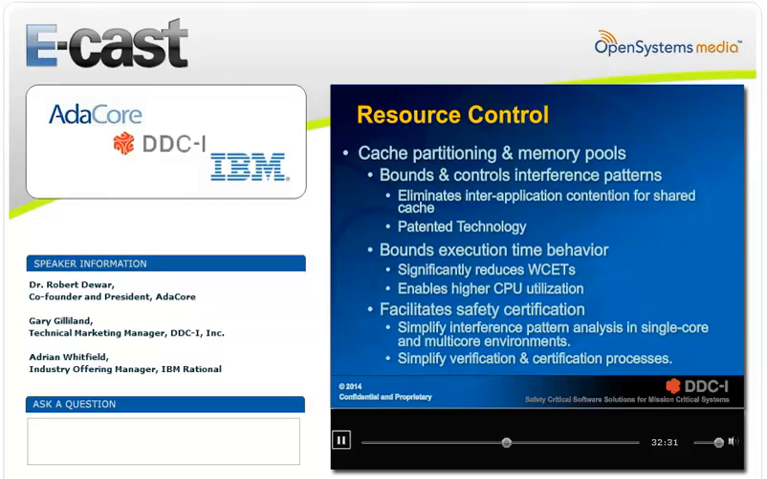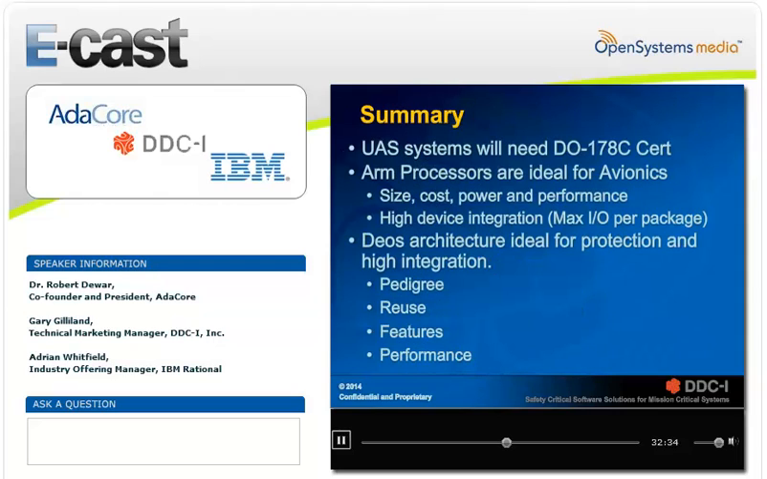So I think in summary, the UAS systems will need DO-178C certification, along with more requirements, security requirements probably as well. As Robert's presentation pointed out, there's a lot of work that has to be done. I think from a hardware perspective, the ARM processors provide an ideal platform to deal with the size, weight, and power issues that UASs run into. And I think I pointed out that DIOS is an ideal architecture for that, to provide those systems what they need in these environments.